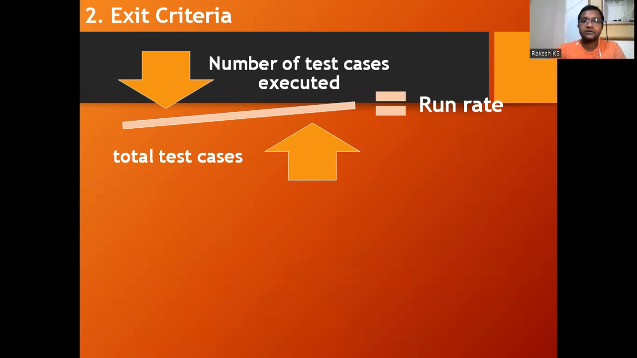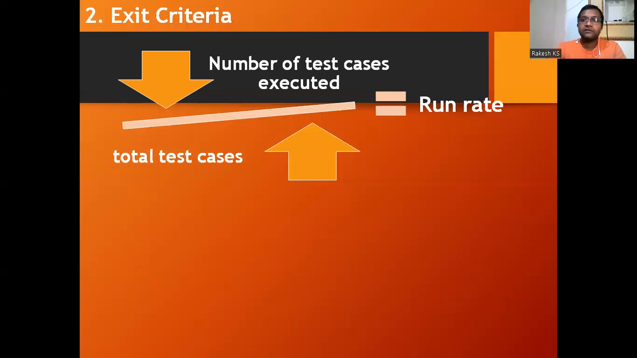Run rate is the ratio of number of test cases executed to the total test cases. For example, if the number of test cases executed is 100 and the total number of test cases given to the particular plan is 120, the run rate will be about 83%. That 83% is less when compared.